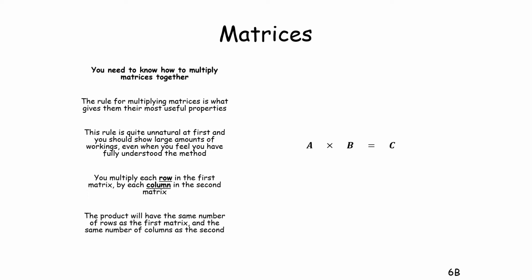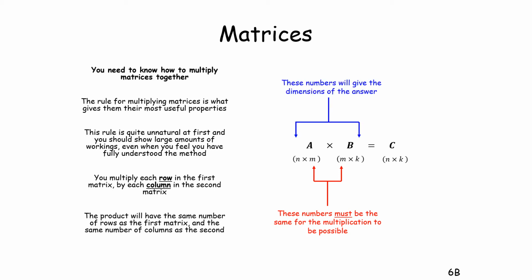Okay, so if we have matrices A, B, and C, matrix A times B equals C. If the matrix A is of size n by m, then B must be of size m by k, and that will give you n by k. So these numbers must be the same for multiplication to be possible. These numbers will give you the dimension of the answer.